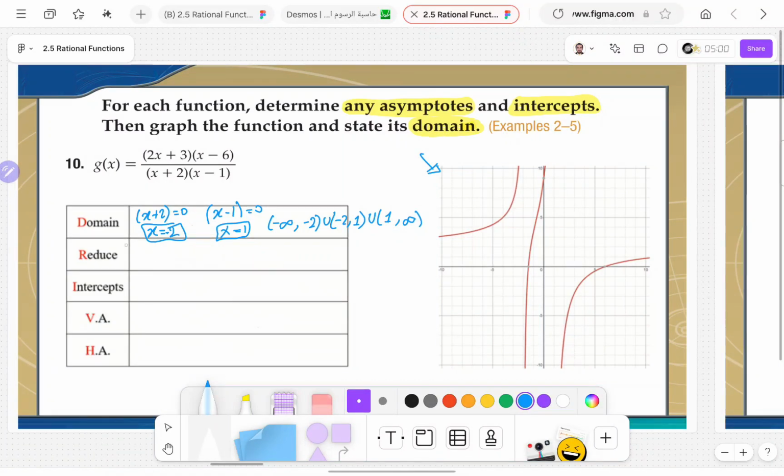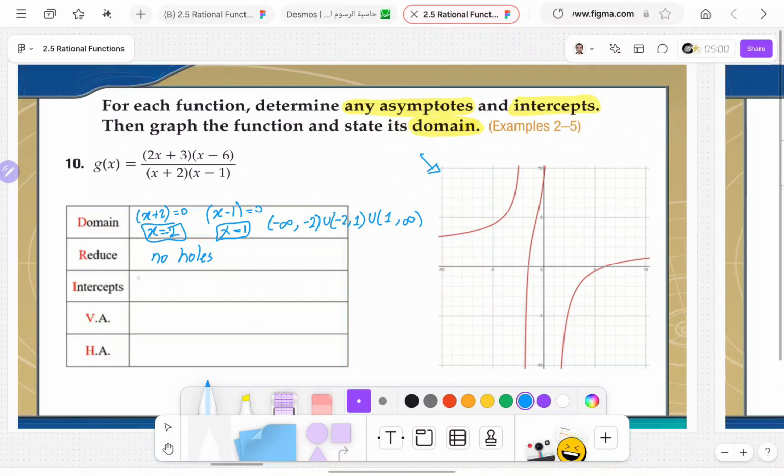Now reducing helps us to find holes. Is there anything I can simplify here or here? Is there anything I can cancel? No, I can't cancel, I can't simplify, so we can just say no holes. Okay, no holes at any point.